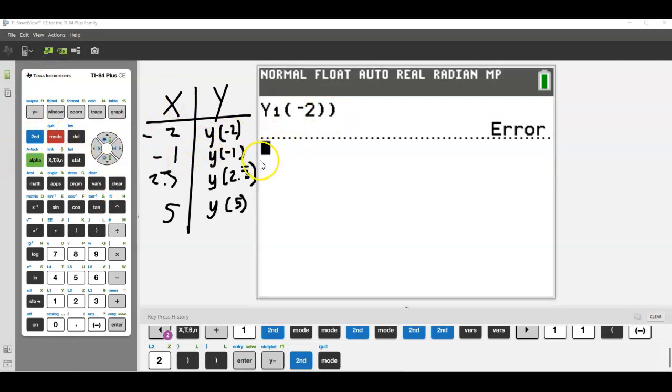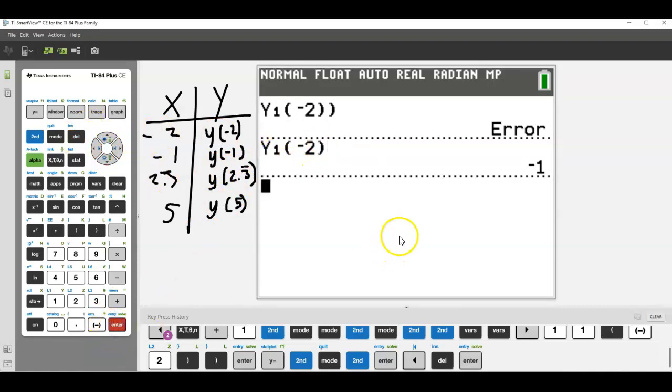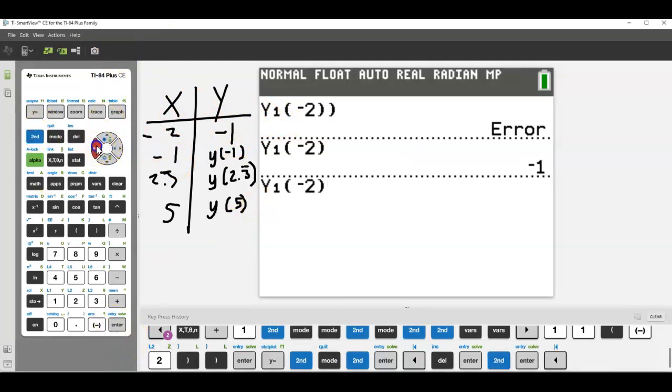Now, just so you guys know, to type something again, all you need to do is push second and then enter, and it will bring up the last thing you typed, and you just go back and replace or get rid of whatever you don't want. So there it is. So -1 is my first answer there. So I'm going to go ahead and erase this and replace it with -1. Let's go ahead and take a look at the next one here. So I'm going to push second, enter, bring up the y1 again. I'm going to replace the -2 with -1 this time. Enter. And that gives me 5. So y of -1 is 5.